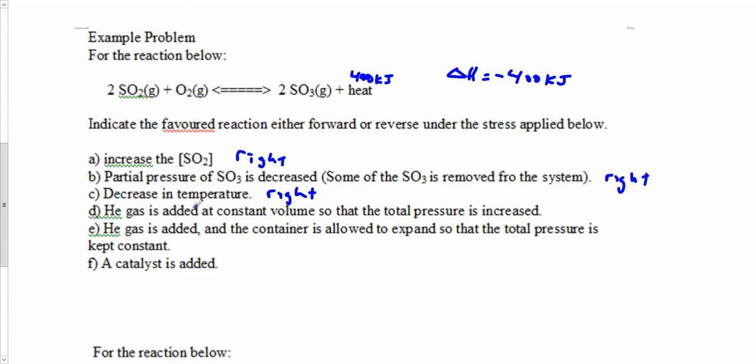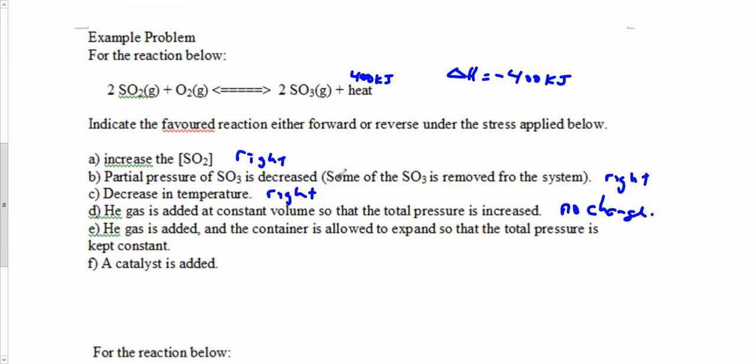HE gas is added at a constant volume, so the total pressure is increased. This question is a little tricky. HE, please notice, is not part of the reaction. When I add HE in, the individual pressure of this, and this will not change. Yes, the total pressure will go up, but the individual pressures will not change. This will have no change.